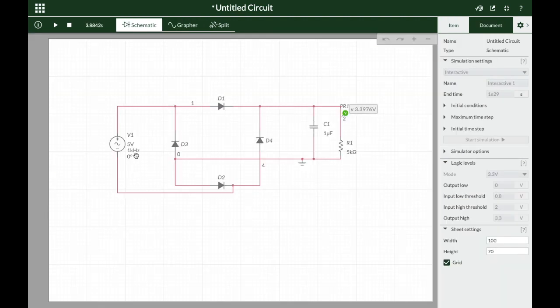Here we have an input signal frequency of 1 kilohertz. That means the periodic time of this is 1 millisecond, whereas the discharging time constant of the capacitor, which is the product of RL and C, is 5 milliseconds. So the discharging time constant is 5 times the periodic time of the input signal. So the capacitor is discharging at a rate which is slower than the rate at which the input voltage is changing.